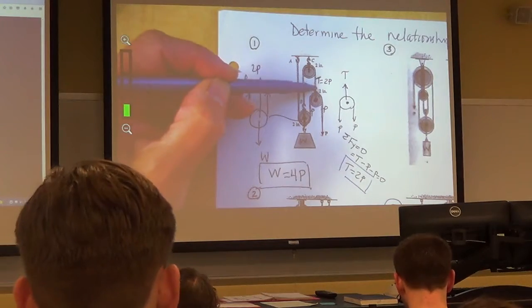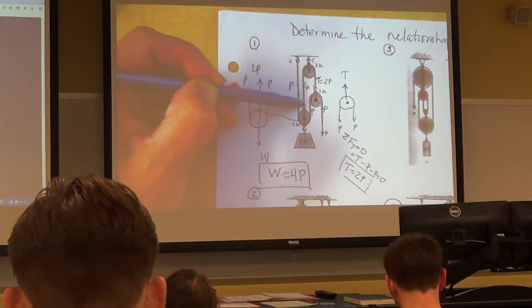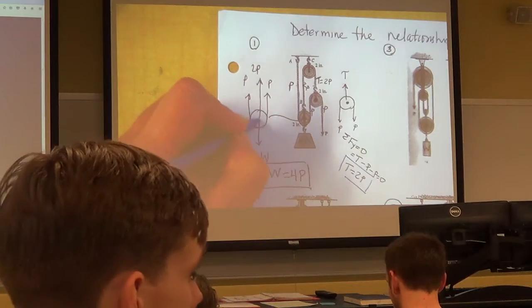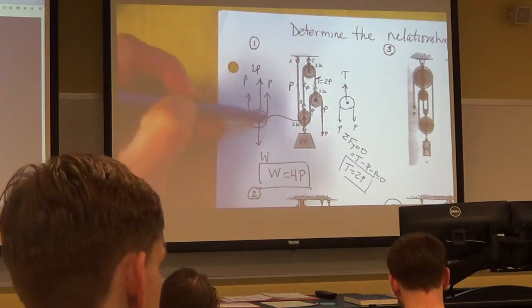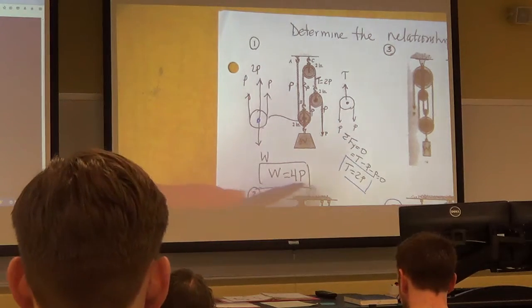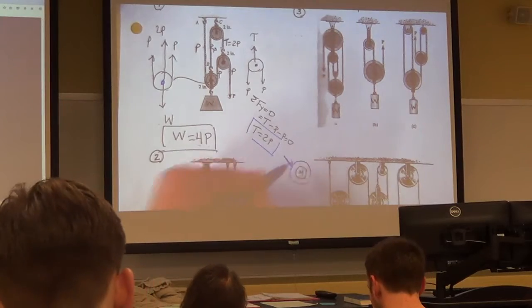I'm going around this, so this is 2P, same cable, 2P, and it comes down here, and now I have another pulley that I'm going to draw a free body diagram for. I have P going up, and I have 2P coming up, and here's my weight, so the weight is equal to 4P.